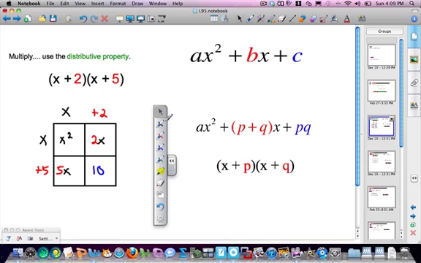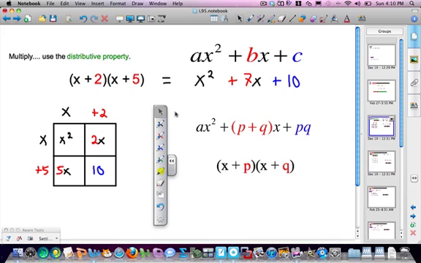Now let's combine like terms and write the result. x plus 2 times x plus 5 equals x squared. We're going to combine like terms, 5x plus 2x, so that's 7x. And then write the constant, which is the product of 2 and 5, on the back end.